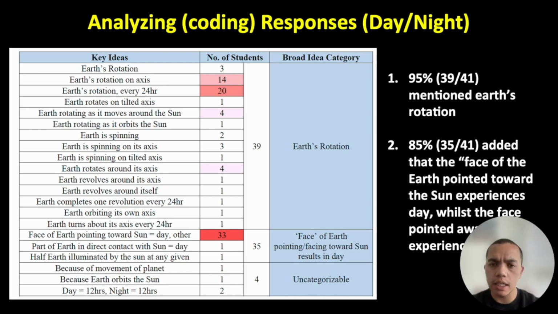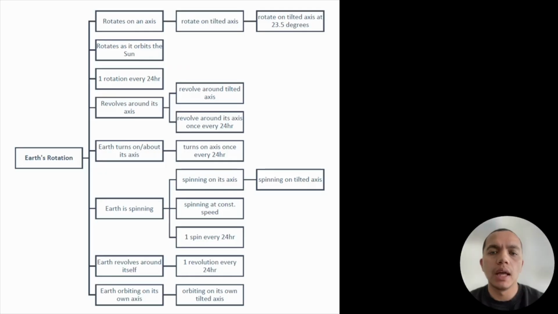Perhaps unsurprisingly, 95% or 39 of the 41 students mentioned Earth rotation in their answers as to why we experience night and day. More interestingly, though, 85% of the students added that the face of the Earth pointed towards the Sun experiences day, whilst the face pointed away experiences night. In other words, 85% of the students ventured further than simply stating, well, we experience day and night because the Earth rotates.